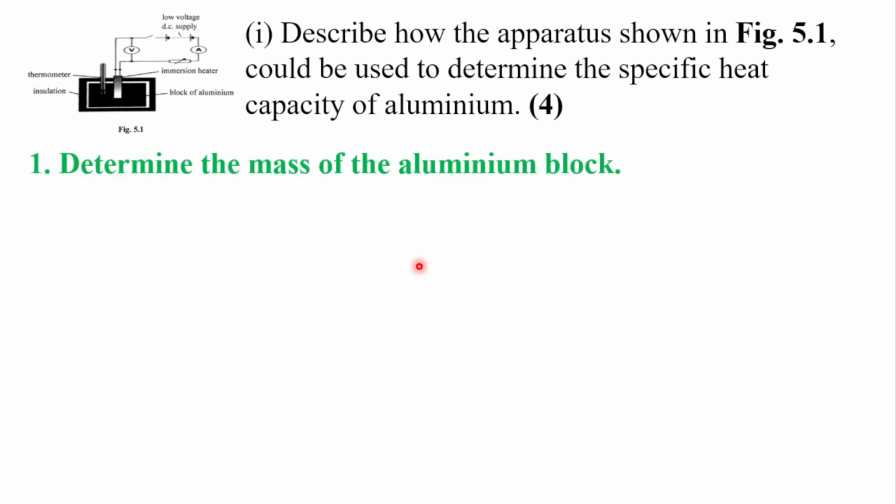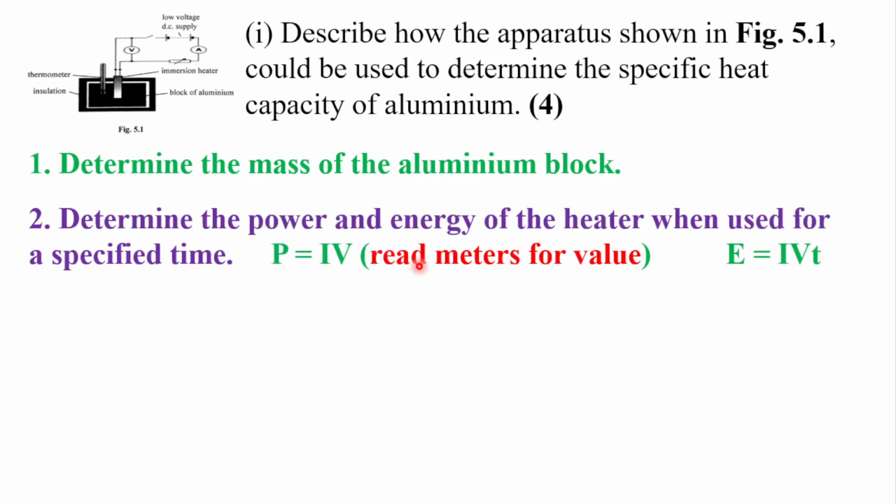So the first step is to determine the mass of the aluminum block. Okay, that's the first thing you want to do, determine that mass. If you find that mass, you're good to go. The next thing you want to do is to determine the power and energy of the heater when used for a specified time. And I'm going to tell you why I use a specific time. You're going to see it based on what I'm going to do with these formulas.